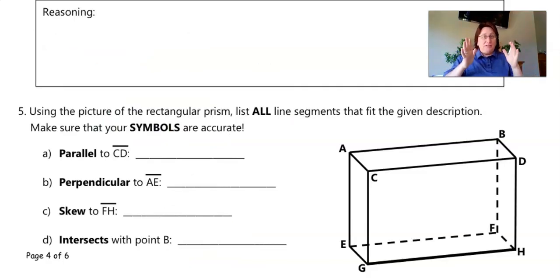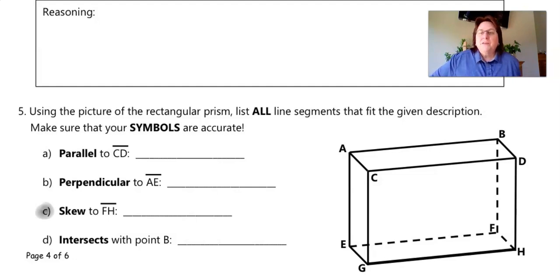All right, so we're down here at question number 5. The instructions say to use the picture of the rectangular prism and list all line segments that fit the given description. It says to make sure that your symbols are accurate. So let's look at letter C. I'm going to do letter C with you guys.